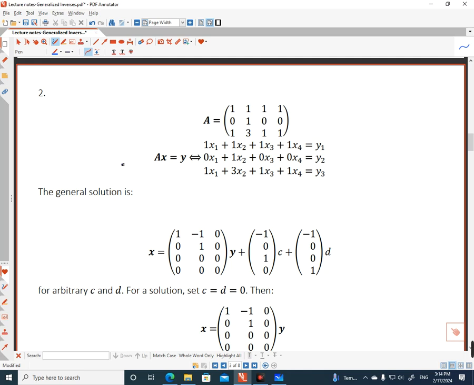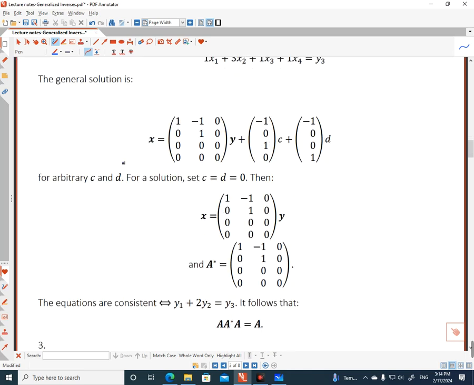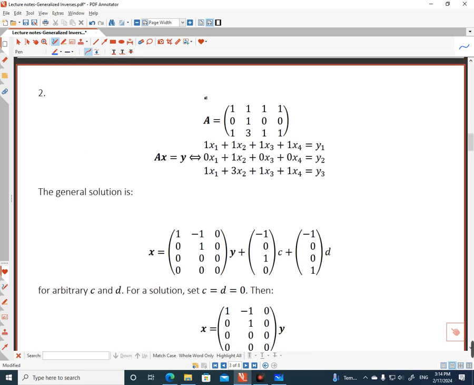But in this example, we see that we may have other solutions. Let's start with this A, and we start with this linear equation. So we start with Ax equal to y. Once again, if you want to adapt our notation to what is common in linear regression modeling, we may say y is equal to Xβ.